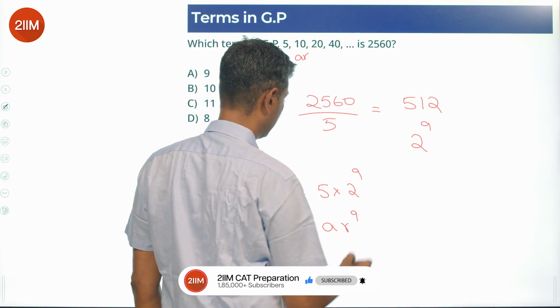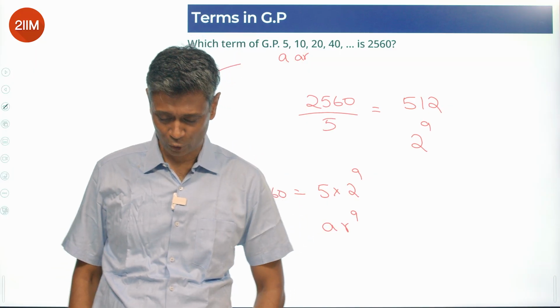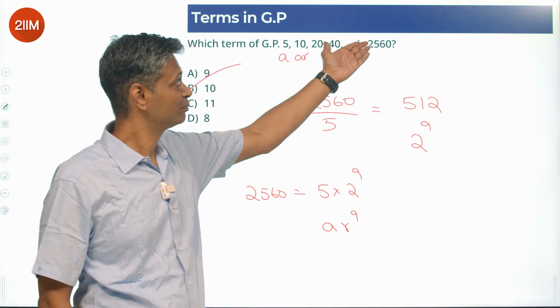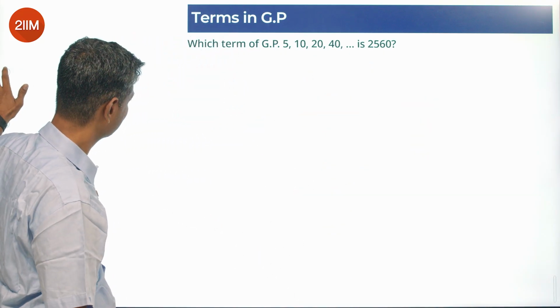a r power 9 is the 10th term. Freebie. a r square, a r cube, all of that. 5 into 2 power 9 is the 10th term, which is 2560, the 10th term. Nothing, it's a giveaway. Just take the marks and run.